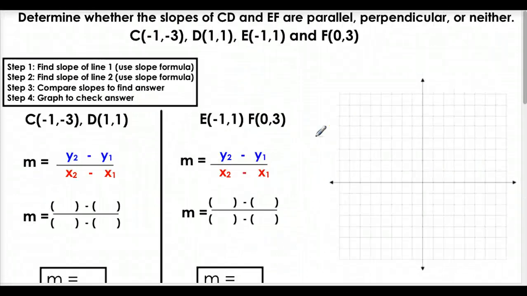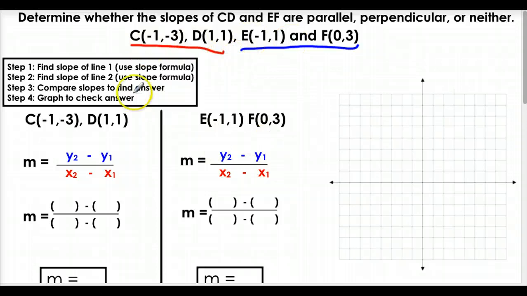All right, so finally, you want to be able to see if two lines are parallel, perpendicular, or neither using points and using equations, if you had two equations. The first one we're going to do is determine whether the slopes of CD and EF are parallel, perpendicular, or neither. And all we're given is points. So how am I going to do that? I have line CD, and I have line EF.